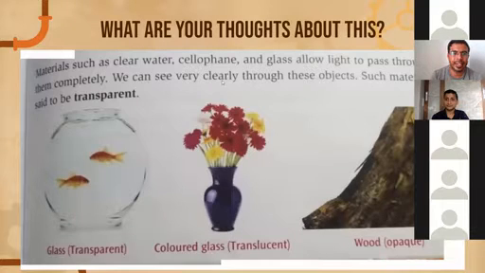So when we are saying that transparent objects are the objects which allow the light to pass through them completely, if we are giving that as a definition, is that definition right? So many times we will.